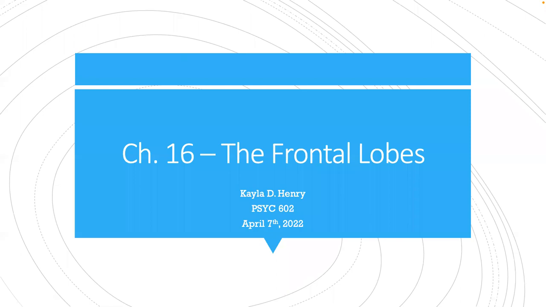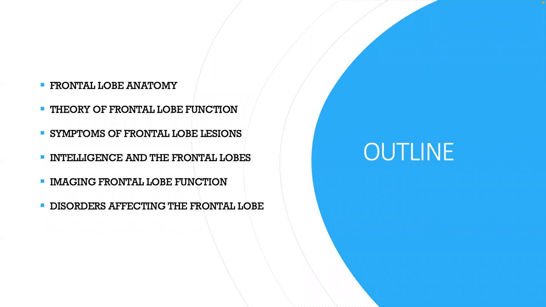Okay, so today's lecture is going to be on chapter 16, the frontal lobes. A quick outline of what we'll go over today is frontal lobe anatomy, theory of frontal lobe function, symptoms of frontal lobe lesions, intelligence in the frontal lobes, imaging frontal lobe function, and finally, disorders affecting the frontal lobe.